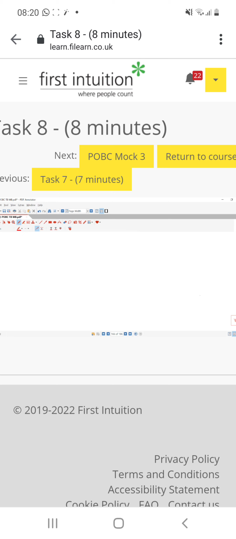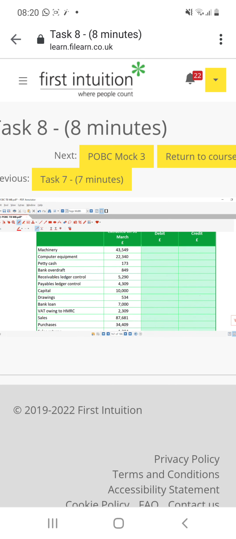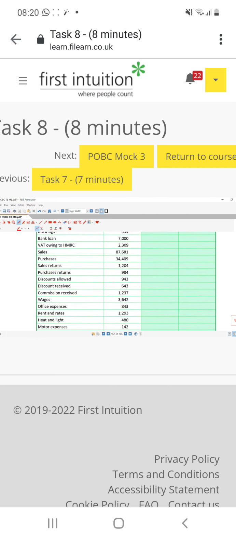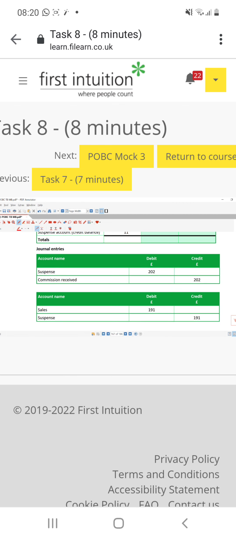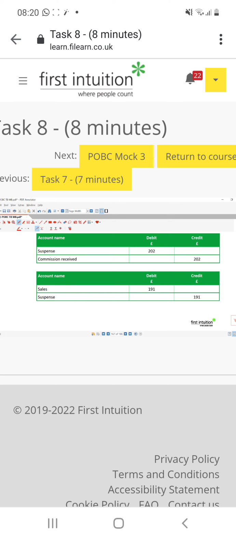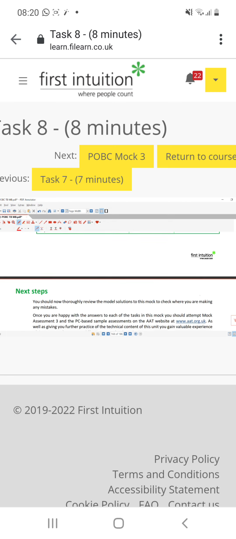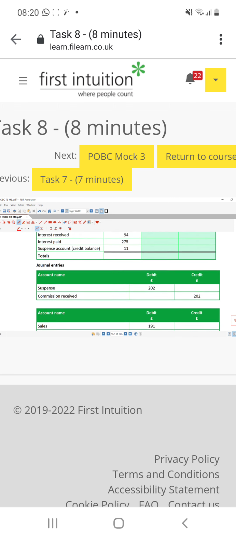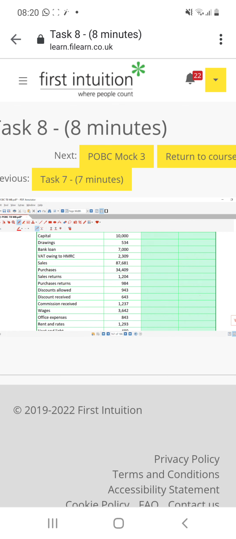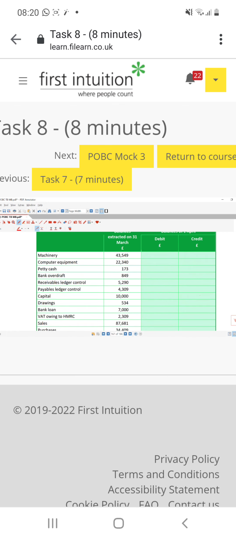So what we have got down here is that we are told our trial balance with all of the original amounts, and here are our 2 journals that are going to clear it. Okay, so we have got the suspense for the commission received, sales and suspense as well. So a lot of these accounts here are not going to need any adjustment. Only those very few that relate to those specific journals.